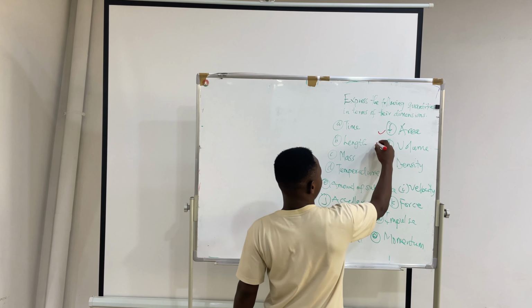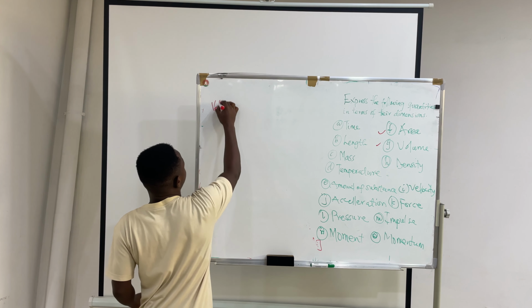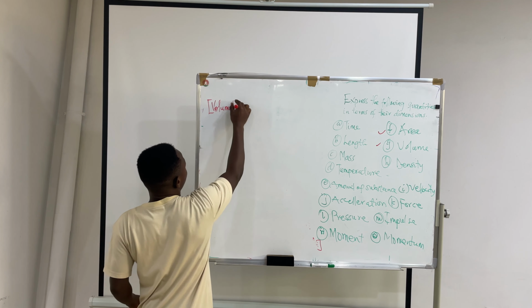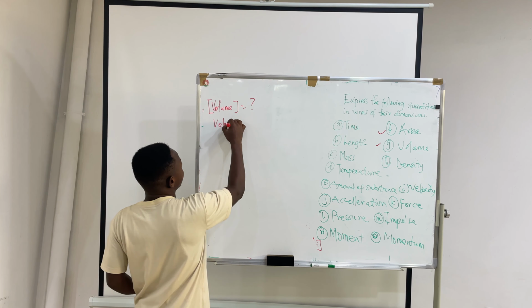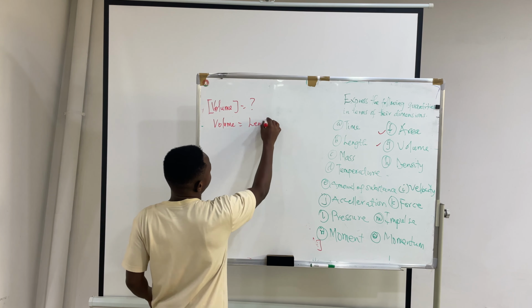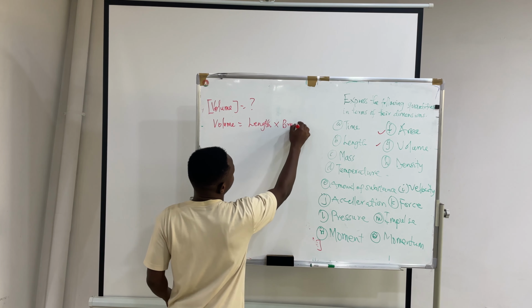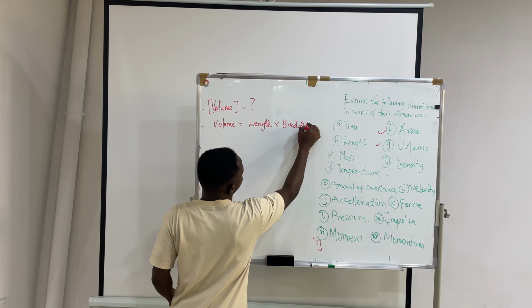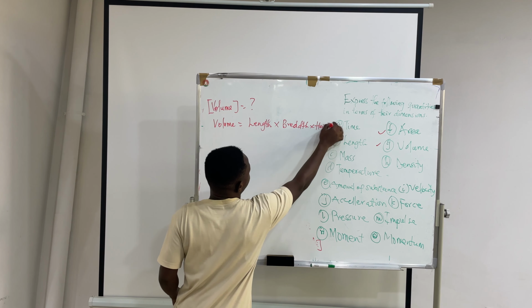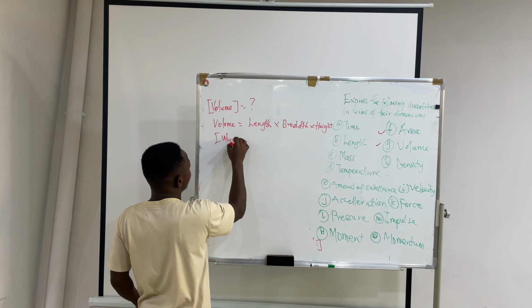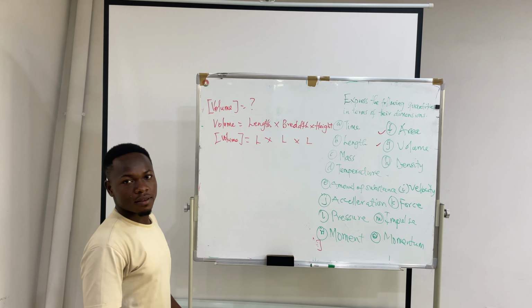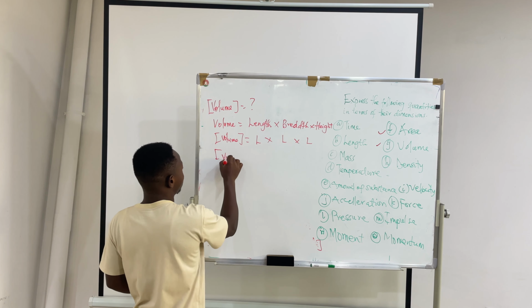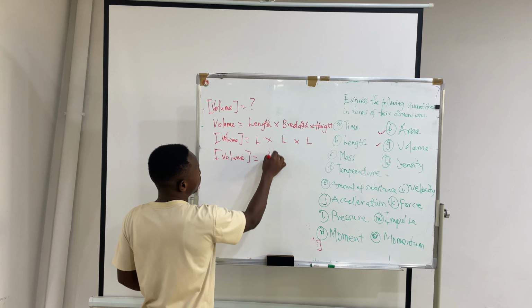Okay, so we are going to move on to find the dimensions of all of these ones, so let's be quick about it. We've done this one. We are picking volume. What are the dimensions of volume? First of all, we need to know the formula for calculating volume. Volume is given by length, breadth, and then height. So the dimensions of volume would be L times L times L. Height is also length. So the dimensions of volume would be L cubed.